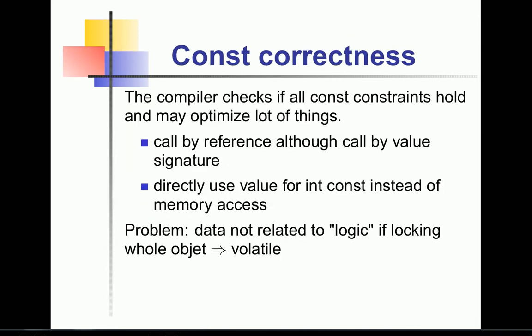The compiler checks if all the const constraints hold and may also optimize some things, which speeds up your program. For instance, the compiler may change call by value to call by reference, which is generally faster, and directly use a value for int const instead of a memory object access. The problem is that the data is not related to logic if blocking the whole object, which means it's volatile.